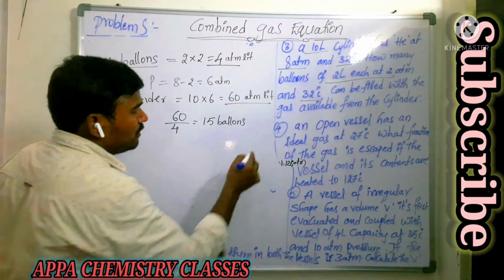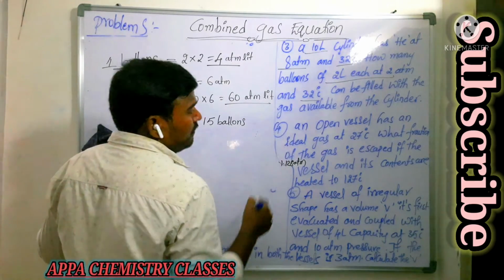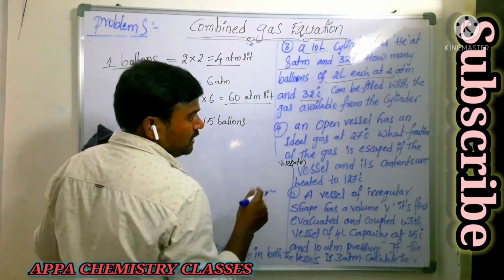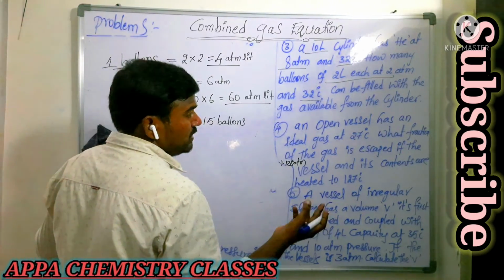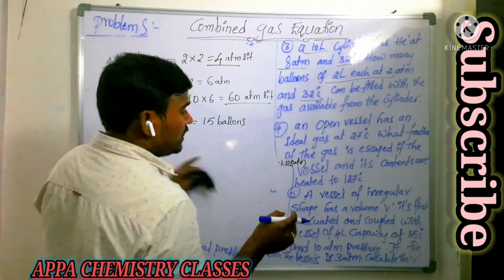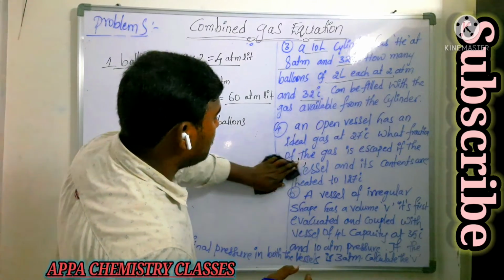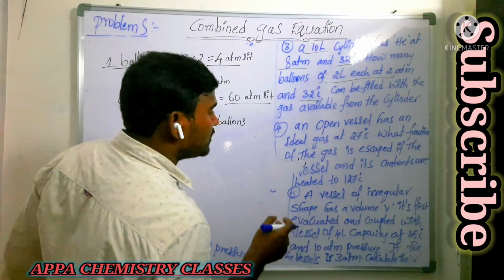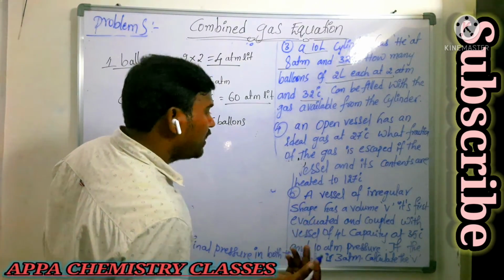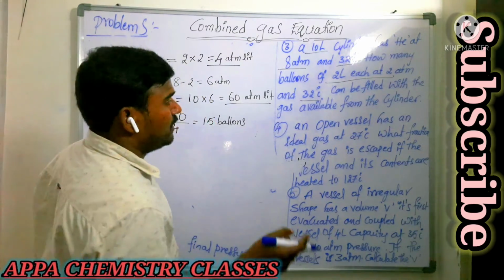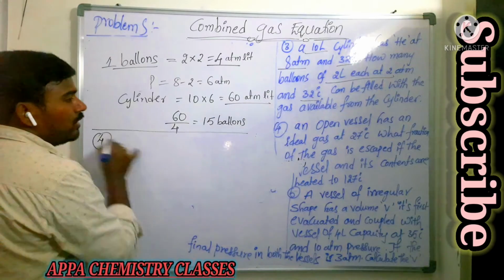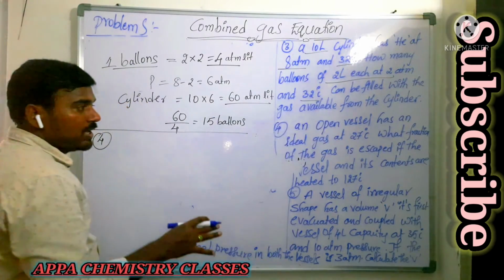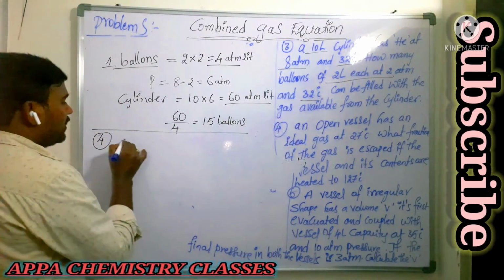So next we will see question number 4. An open vessel has an ideal gas at 27 degrees Celsius. What fraction of the gas is escaped if the vessel and its contents are heated to 127 degrees Celsius? So now you see question number 4. What they are saying: an open vessel has an ideal gas at 27 degrees Celsius.